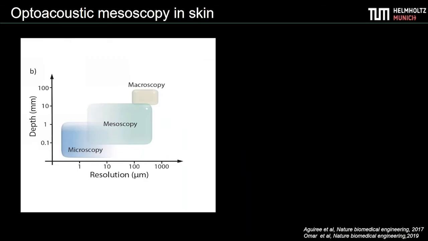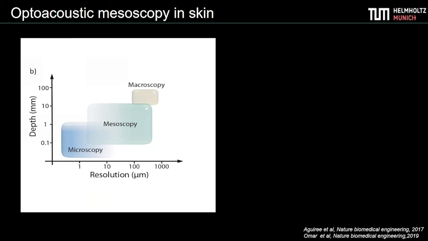So then comes optoacoustic microscopy. I think most of you are more familiar with microscopy, like optical microscopy, which can provide very high resolution in the range of a few micron, even down to sub-micron, with penetration depths in the range of a few hundred micron up to 1 millimeter. And then there's also macroscopy like the tomography system I just mentioned, which can achieve a resolution above 150 micron, with depths above 1 centimeter.